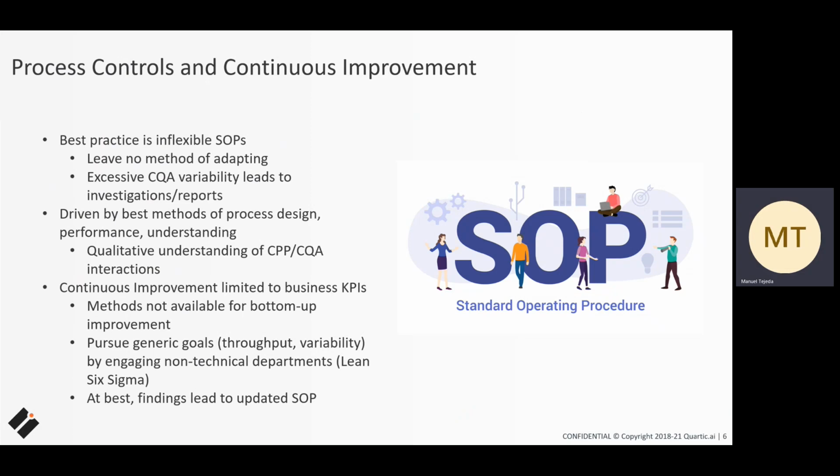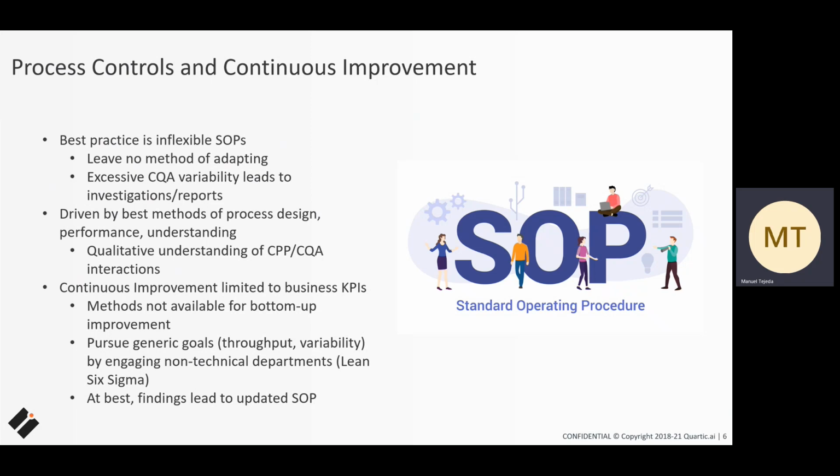Now, the other aspects of QbD that I mentioned we want to leverage, or that we need solutions for, are process controls and continuous improvement. Right now, the current practice for process control really is inflexible SOPs. So there isn't really a method of adapting. We design our process around a single set point, and even if we know that inputs have slight variation, we allow slight variation, but we don't adapt to that slight variation.